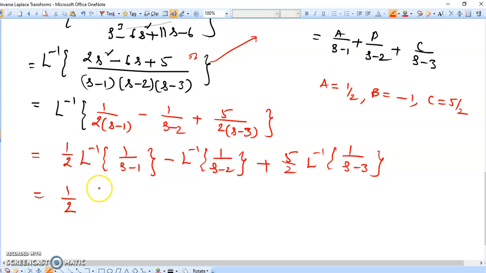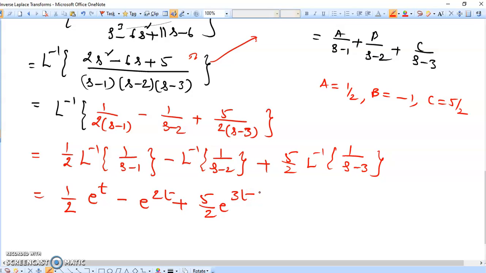So 1 by 2 times L inverse of 1 by s minus 1 is e power t, L inverse of 1 by s minus a is e power a t, minus L inverse of 1 by s minus 2 is e power 2t. Okay, and for the last term this is 5 by 2 into e power 3t. Okay, so this is our answer.